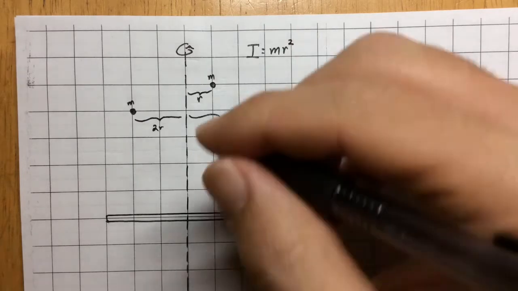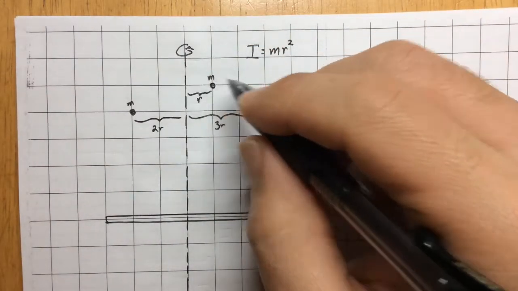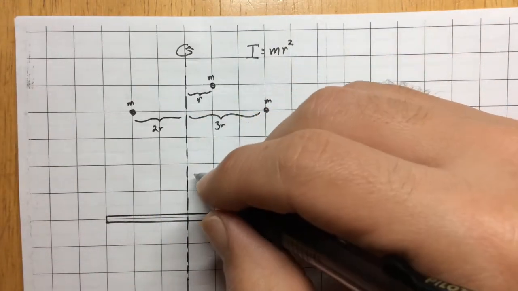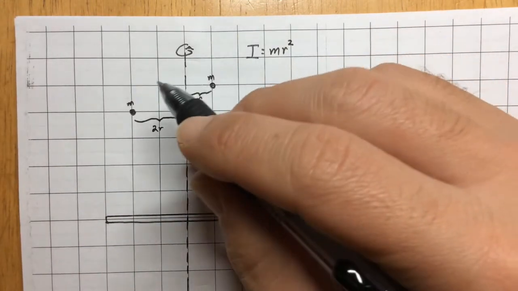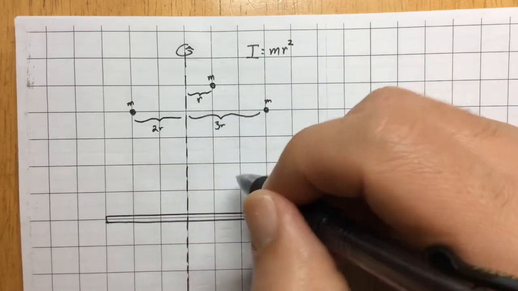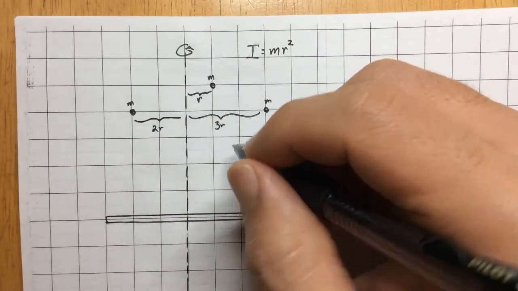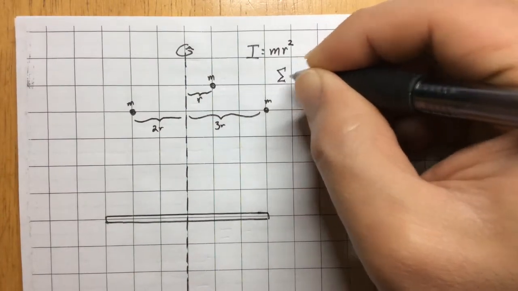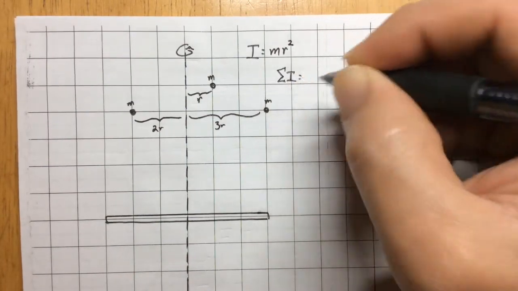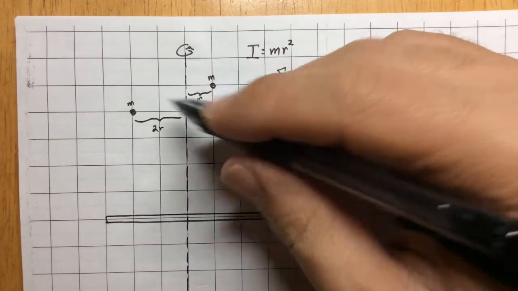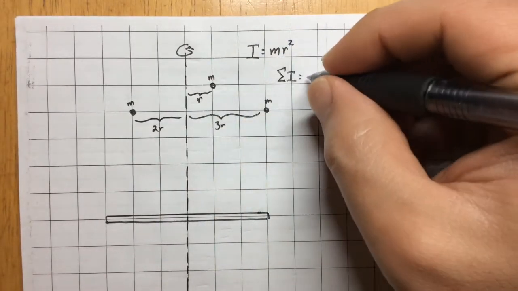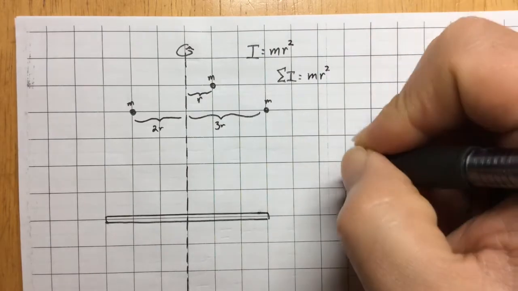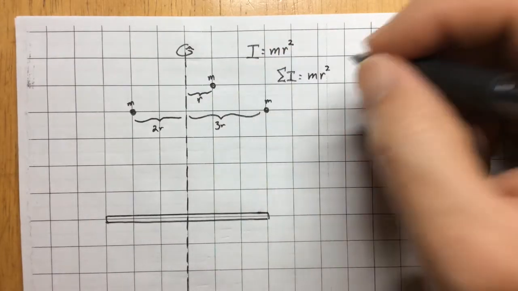Now, if we have a system of masses, we can take each individual mass and add their inertias together to get the inertia of the system. We can't just say the mass plus mass plus the mass times some average number is going to be the inertia of the system. So here we are. The sum of the inertia here is equal to this one plus this one plus this one. Let's start with this one. M R squared. Simple as that.